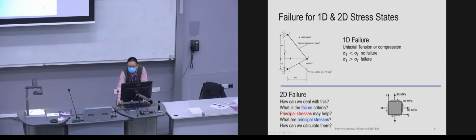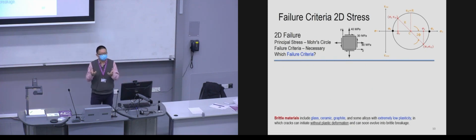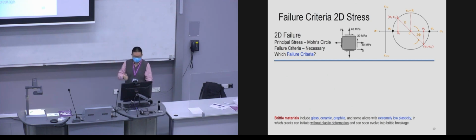So how are we able to calculate the principal stresses? There is a geometric solution, and there's also a linear algebra solution. Here I would like to introduce the geometric solution, which is easier to understand. Say we have this stress as sigma x, this stress as sigma y, and this stress as tau xy. First of all, we define one point according to sigma x and minus tau xy, where the horizontal axis is the sigma axis and the vertical axis is the tau axis.